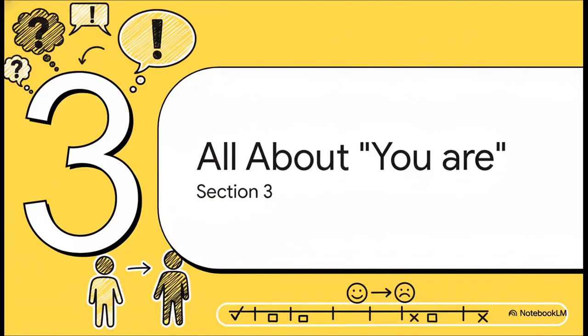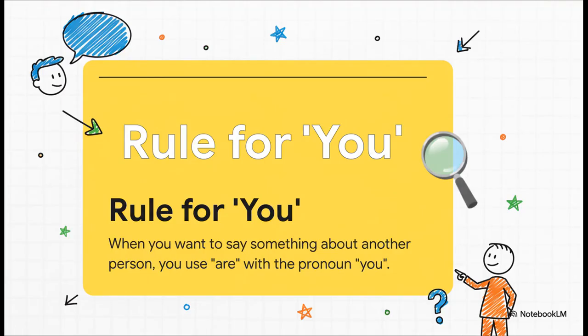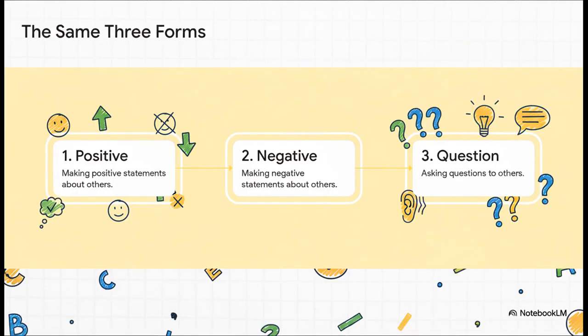So let's move on to section 3, all about you are. And here's the great news. If you understood I am, you've pretty much already done all the hard work because the pattern is exactly the same. So here's our second golden rule for today. When you're talking about someone else, when you use the pronoun you, always pair it with the verb are. So it's always you are. And hey, does this look familiar? We're using the exact same three forms again, positive, negative, and question. This predictable pattern is exactly what makes learning this stuff so much easier.